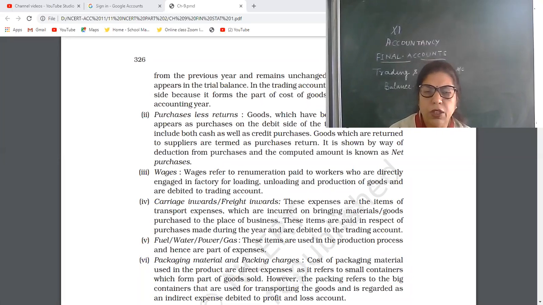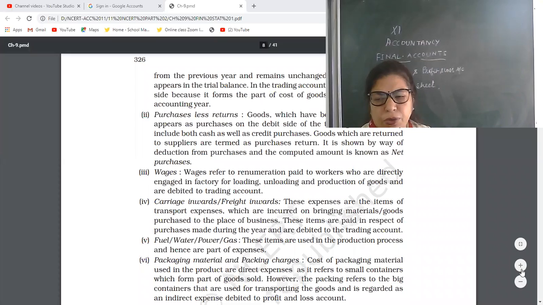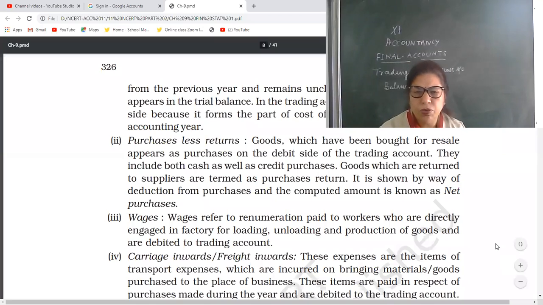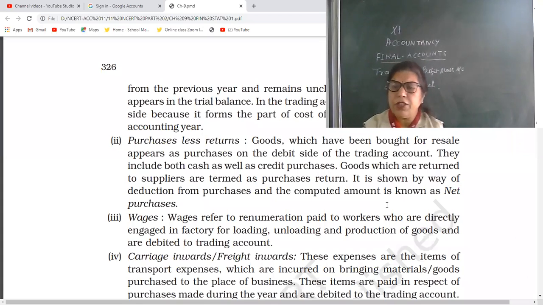Children, please note down the notes. It will be easy for you to write about that. In the exam, we can ask what we understand by wages and where it will be shown. Wages refers to remuneration paid to workers who are directly engaged in the factory, production places, manufacturing activities. There is a big difference between wages and salary from the accounting point of view. Wages are debited to trading account while salary is debited to profit and loss account.